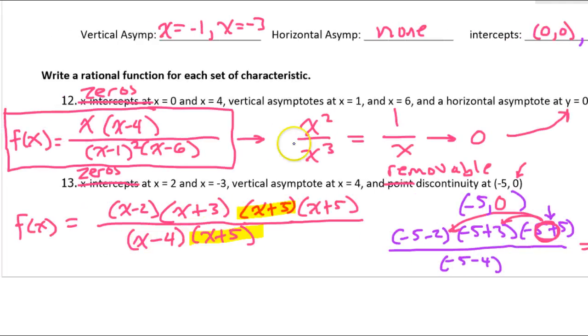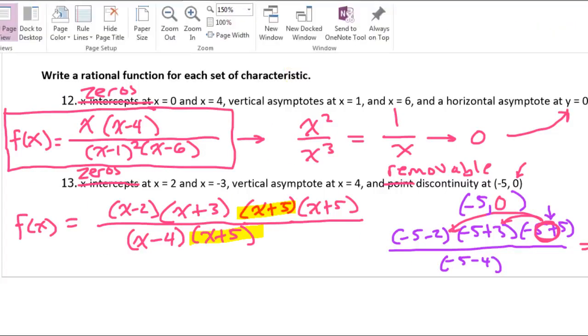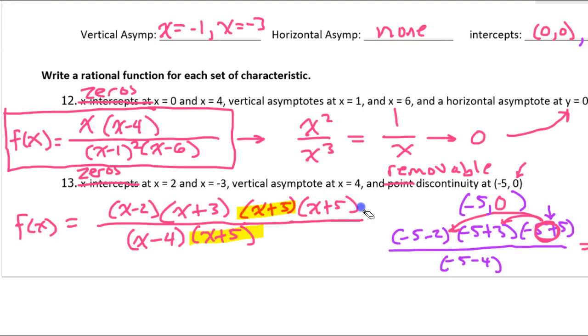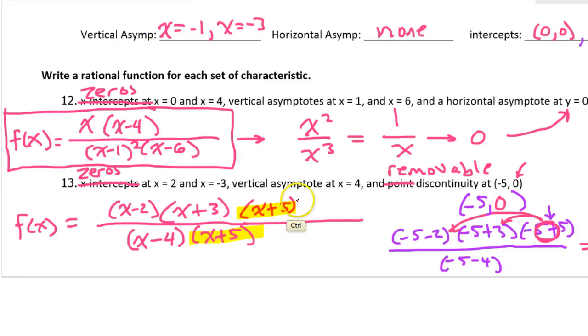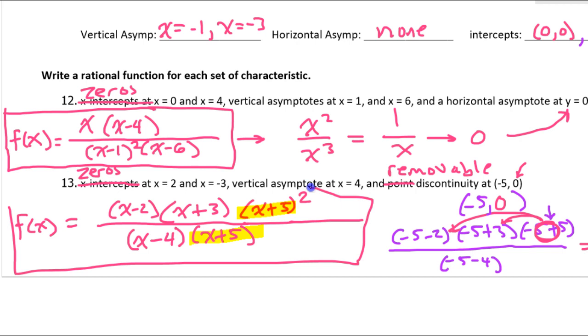So back to my actual answer, I'm going to go back to writing it a little bit more neatly, more compactly, so I can put x plus 5 squared. So this would be a great answer to question number 13.